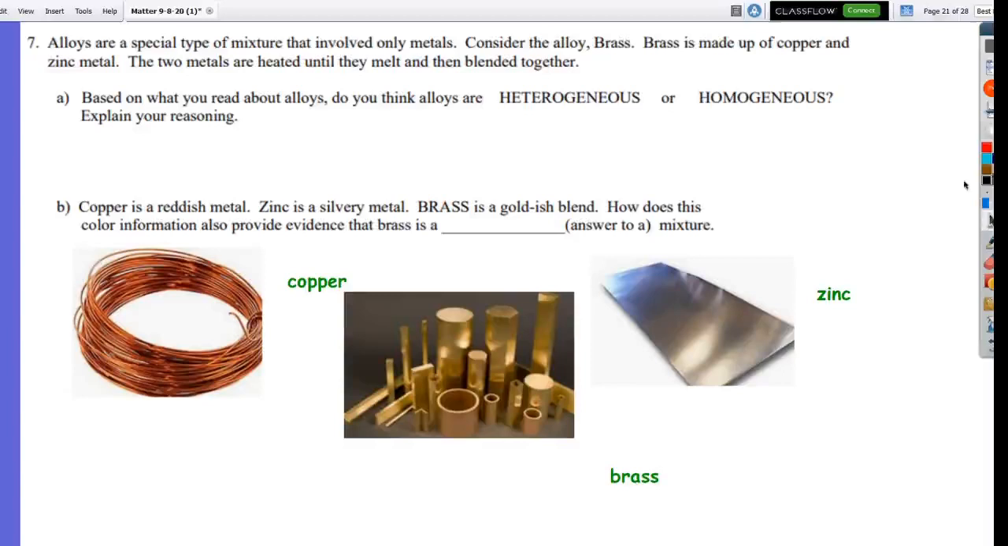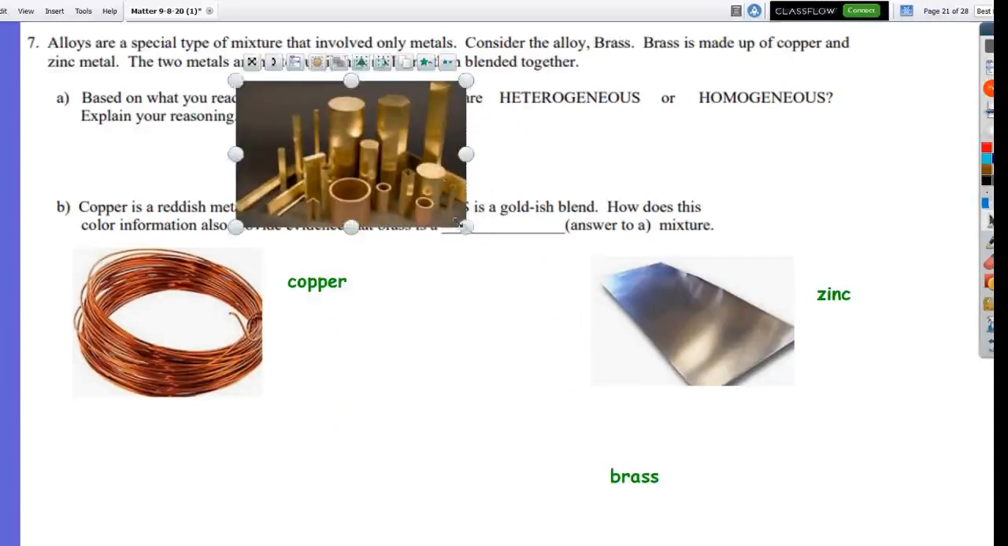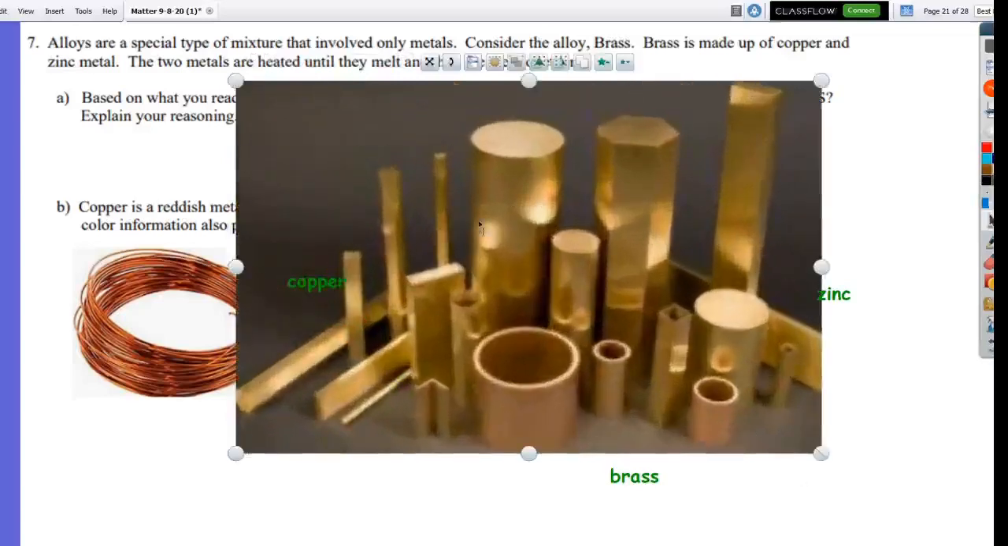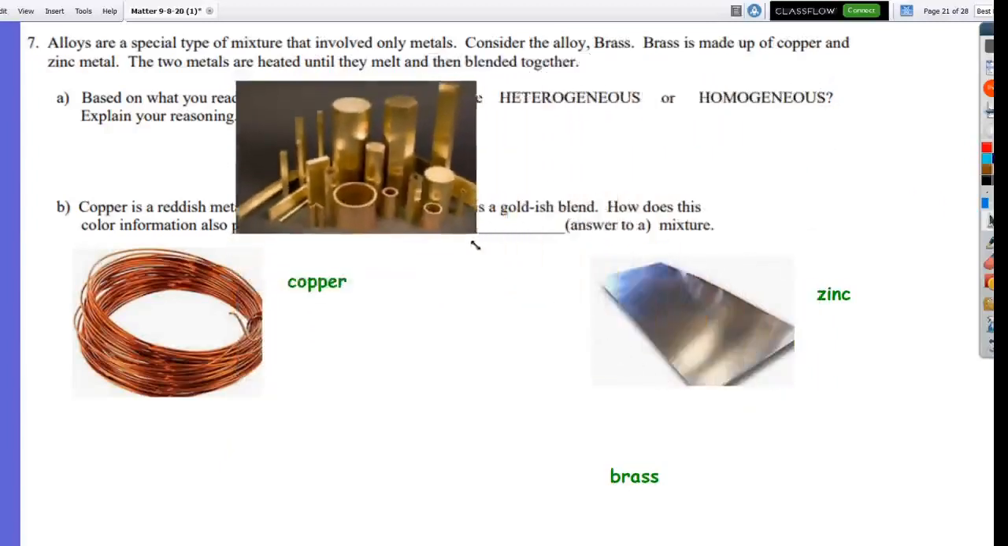So it's homogeneous. And then if we look at what it looks like, copper is red, zinc is silver, but when I make brass, I get this gold color all around. If this was heterogeneous, I would have silver blotches and red blotches, but they come together to make one full flushed color mixture together. So this shows that it's a homogeneous mixture.